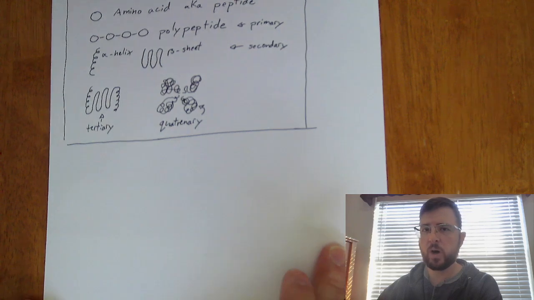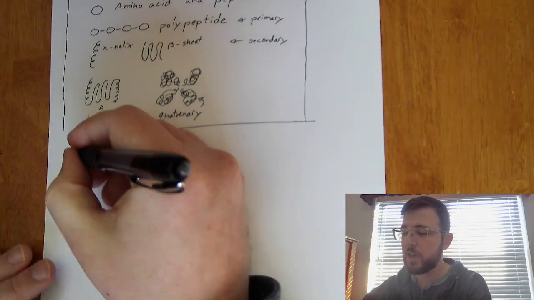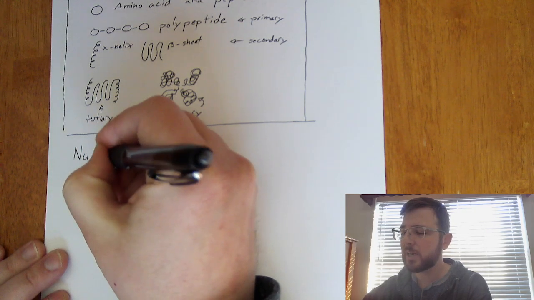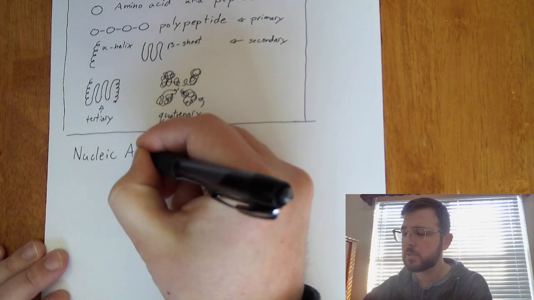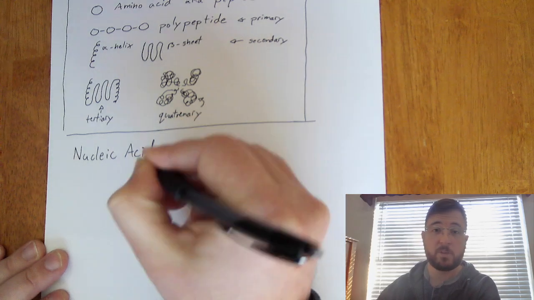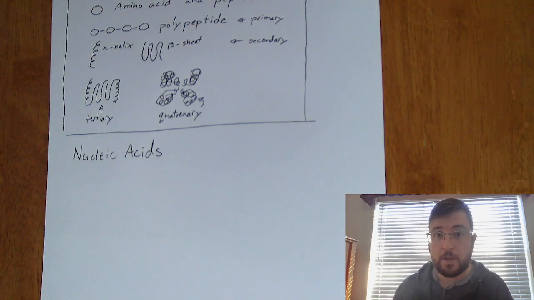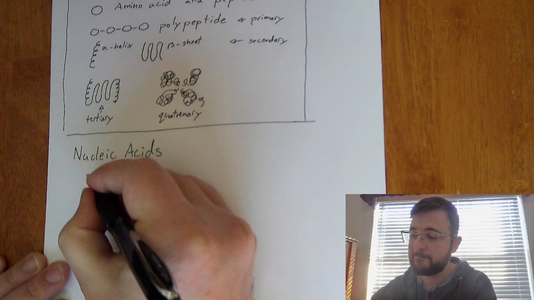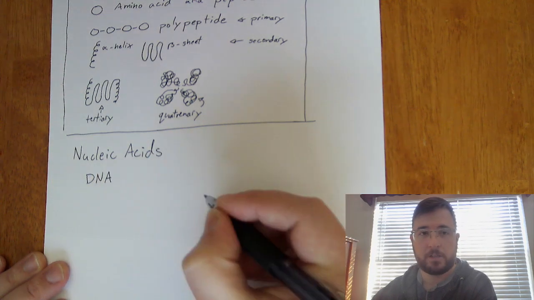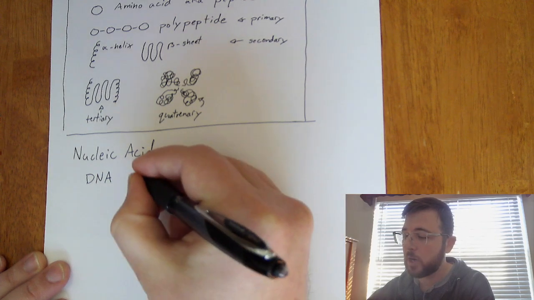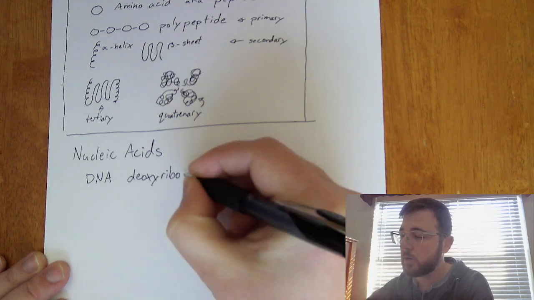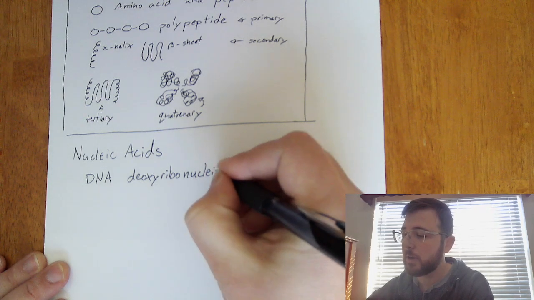So next we've got one more group of molecules. You may have heard of them before. They're called nucleic acids. You might be thinking, Mr. Wilkinson, I've never heard of nucleic acids. Well, have you ever heard of DNA? DNA stands for deoxyribonucleic acid.